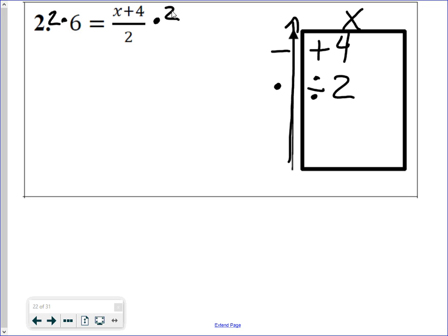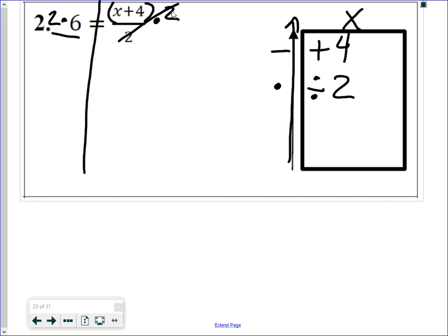Again, you could almost think of this as being in parentheses, right? So x plus 4 times 2 and divided by 2, that just undoes itself. They're what we call inverse operations. And so we can just say those divide to 1. And we can look here: 2 times 6 is 12. And then that equals just that x plus 4 that we had in the numerator.